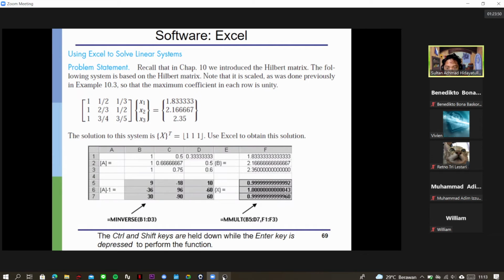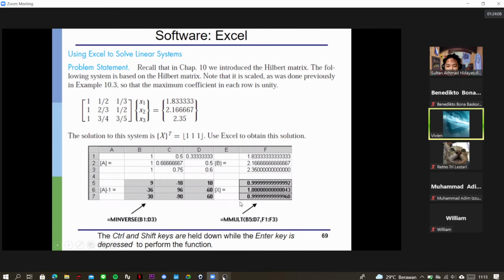Ma'am, excuse me, ma'am. Yes. When we push Control Shift and Enter together. Yes. When we want to press enter.